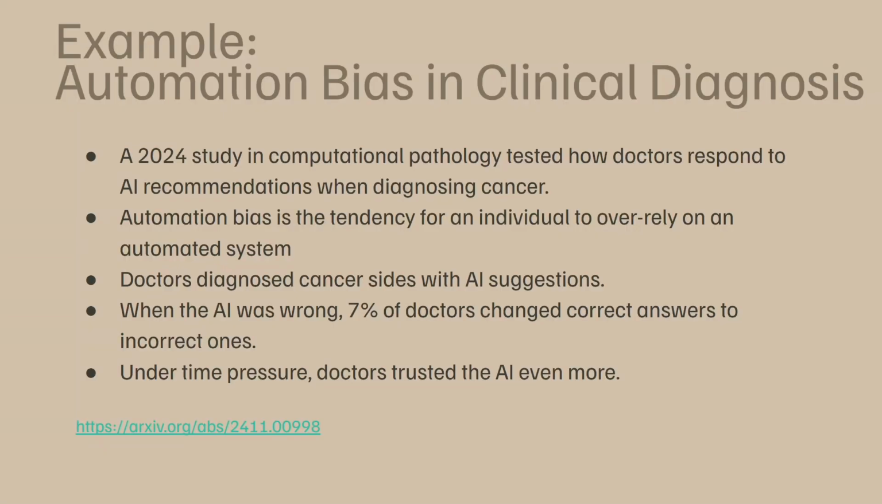Here's an example that shows how this happens in real life. A 2024 study looked at how doctors diagnose cancer when an AI suggestion was shown to them. This relates to something called automation bias, which basically means people tend to trust automated systems more than they should. The study found that when the AI was wrong, about 7% of doctors changed their answers to the AI's answer. In other words, they doubted themselves even when they were right. And when doctors were under time pressure, they relied on AI even more. This shows how quickly AI can influence decisions, especially in fast paced medical settings.